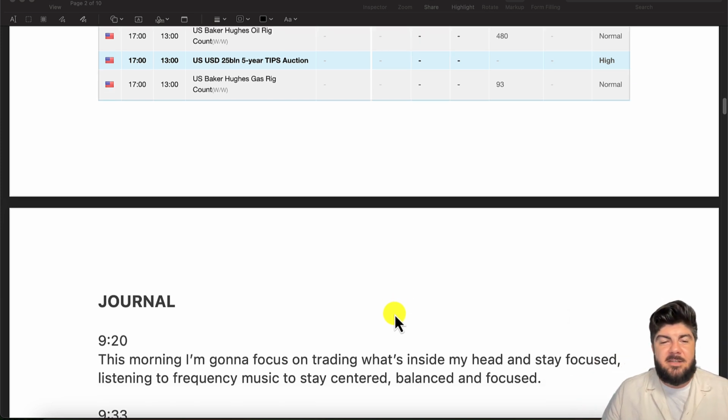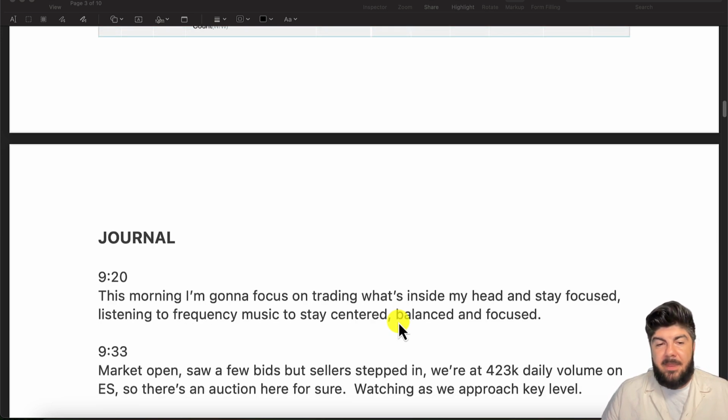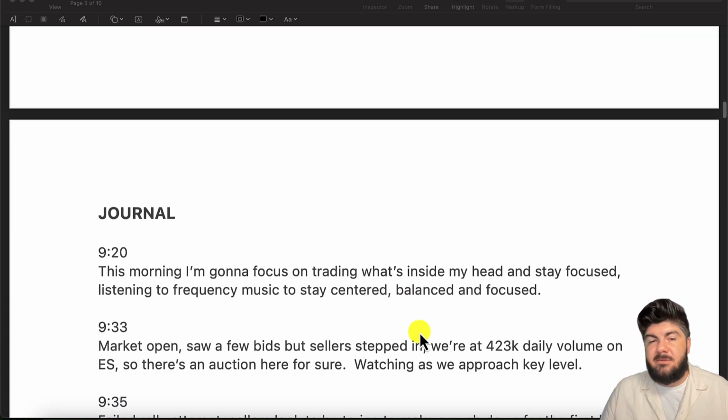I split them. So at 9:33, I write this: market open. I saw a few bids, but sellers stepped in. We're at 423,000 daily volume on the ES, which is the S&P 500 contract. So I said there's an auction here for sure, watching as we approach the key level. So we hadn't really been at the level, but it's approaching it.